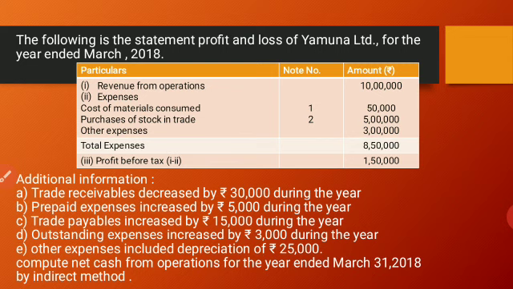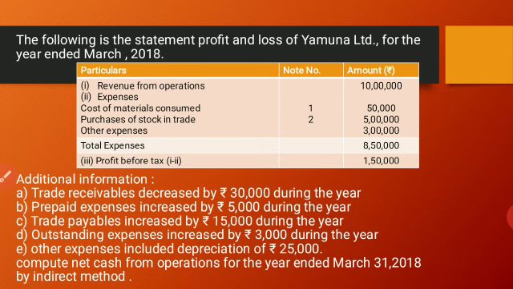In the sum they have given additional information. First, trade receivables decreased by rupees 30,000 during the year. Second, prepaid expenses increased by rupees 5,000 during the year. Trade payables increased by rupees 15,000 during the year. Outstanding expenses increased by rupees 3,000 during the year. Other expenses included depreciation of rupees 25,000. Compute net cash from operations for the year ended 31st March 2018 by the indirect method.